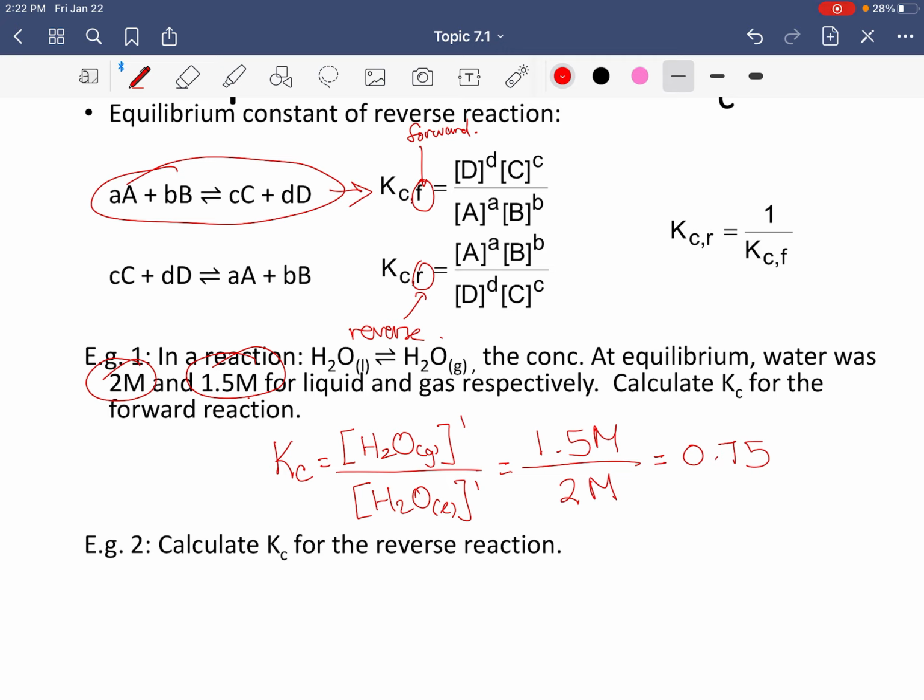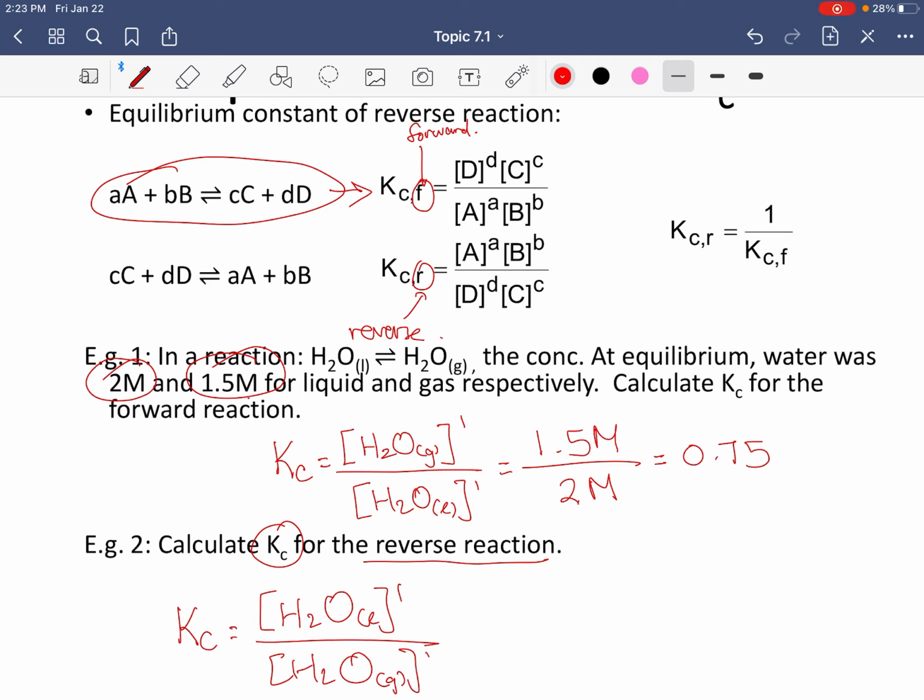Now, what is the Kc for the reverse reaction based on the same data? At equilibrium, I want to know the Kc for reverse. That means I want H2O liquid on top and H2O gas at the bottom, if I look at this reaction in reverse. That is no big deal. 2 molar divided by 1.5 molar, which is equal to 1.33.